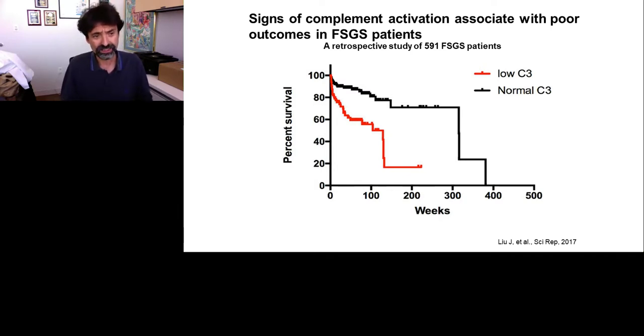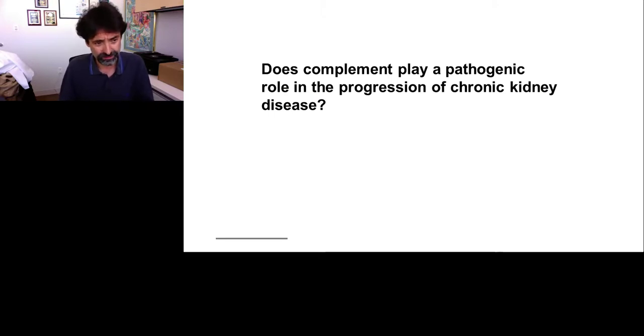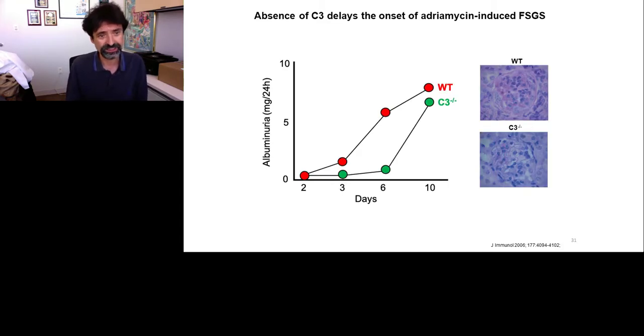And to formally prove that complement is implicated in the pathophysiology of the disease, we and others have done some mouse experiments in animals that don't have C3. And as you can see in green, the mice that don't have C3 have less albuminuria or proteinuria, or less disease severity, than wild-type controls upon exposure to adriamycin, which is one of the strategies to induce FSGS in mice.